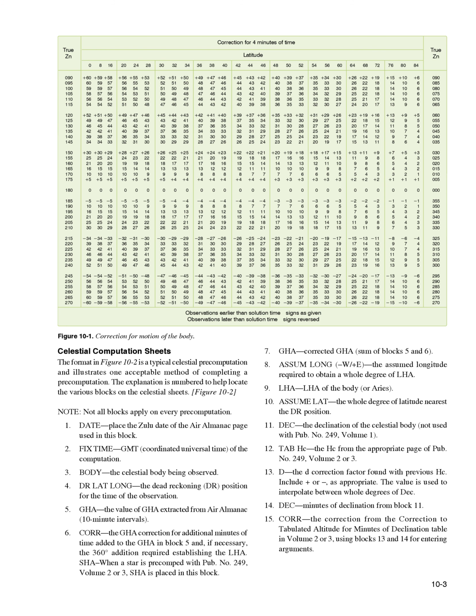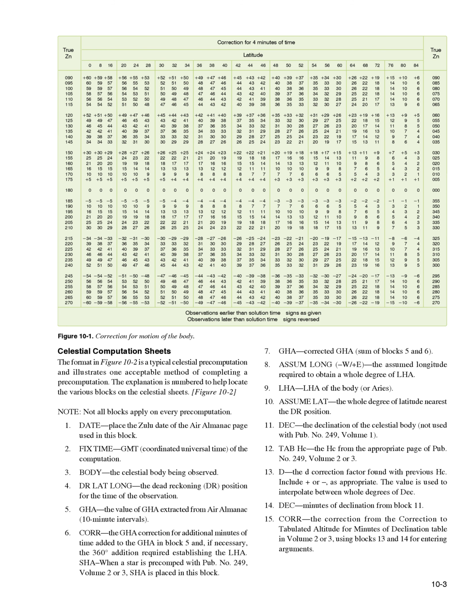1. Date: place the Zulu date of the Air Almanac page used in this block. 2. Fixed time: GMT, Coordinated Universal Time, of the computation. 3. Body: the celestial body being observed. 4. DR Lat/Long: the dead reckoning (DR) position for the time of the observation. 5. GHA: the value of GHA extracted from the Air Almanac, 10-minute intervals. 6. Corr: the GHA correction for additional minutes of time added to the GHA in Block 5 and, if necessary, the 360 degrees addition required to establish the LHA.